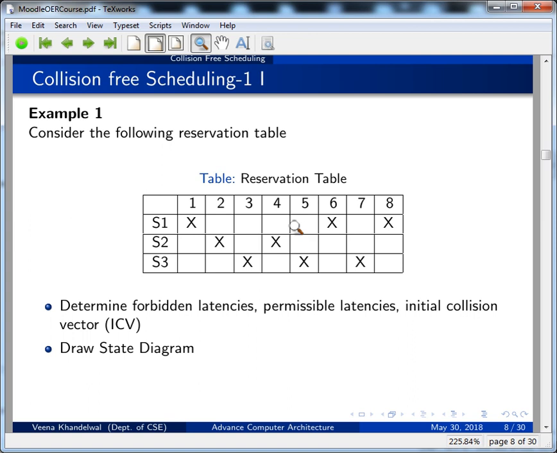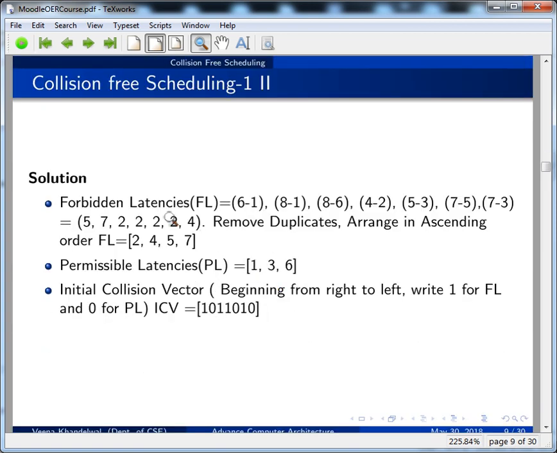Here we have check marks in the reservation table. So we find the difference between two check marks in each and every row. For the first row, for example, it is 6 minus 1, 8 minus 6, and 8 minus 1. Similarly, we find the differences between the check marks for other rows. So we write the differences.